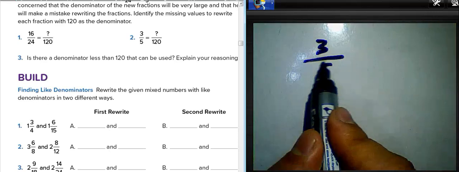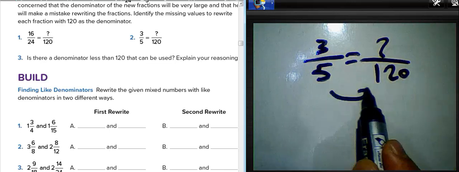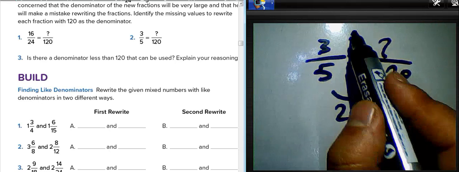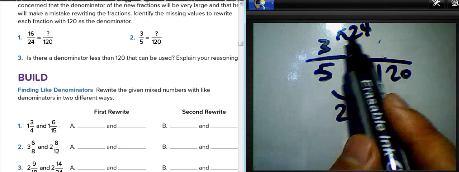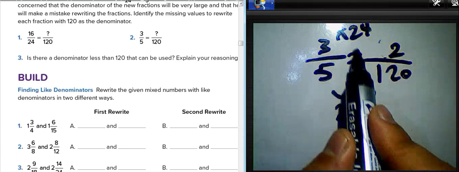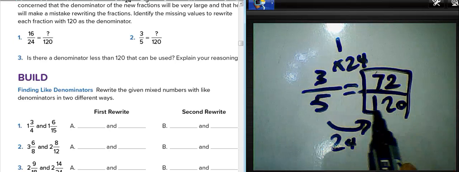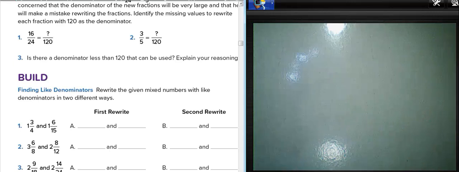Next problem: 3 over 5 equals space over 120. We know that 5 times 24 equals 120, so I multiply 3 times 24. 3 times 4 equals 12, write 2 and carry 1. 2 times 3 equals 6 plus 1 equals 7. Then the result will be 72 over 120. Okay.